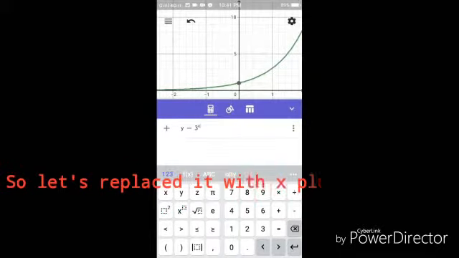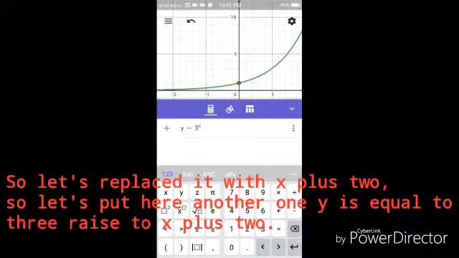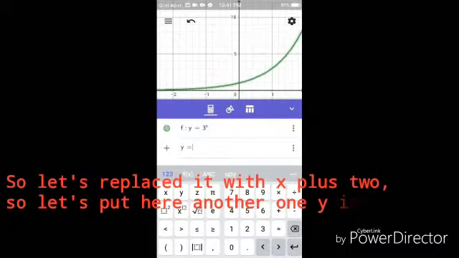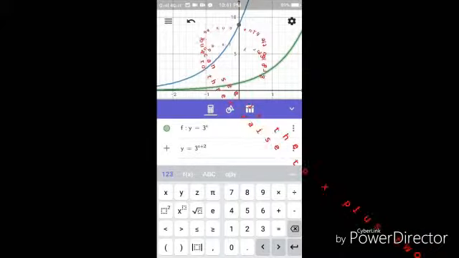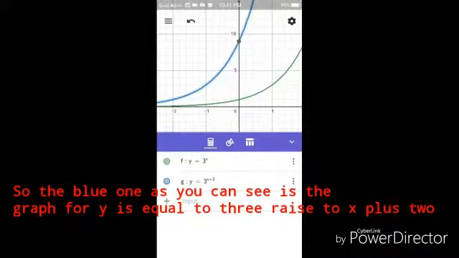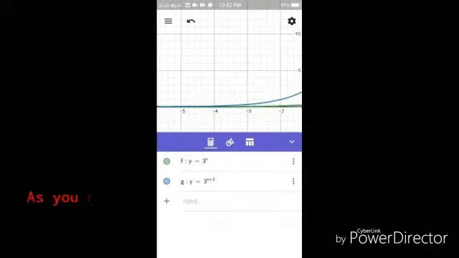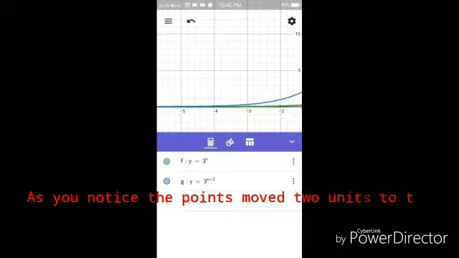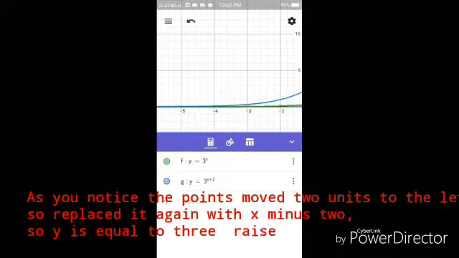So let's replace it with x plus 2. Let's put here another one. Y is equal to 3 raised to x plus 2. So the blue one, as you can see, is the graph for y is equal to 3 raised to x plus 2. As you notice, the points move 2 units to the left.